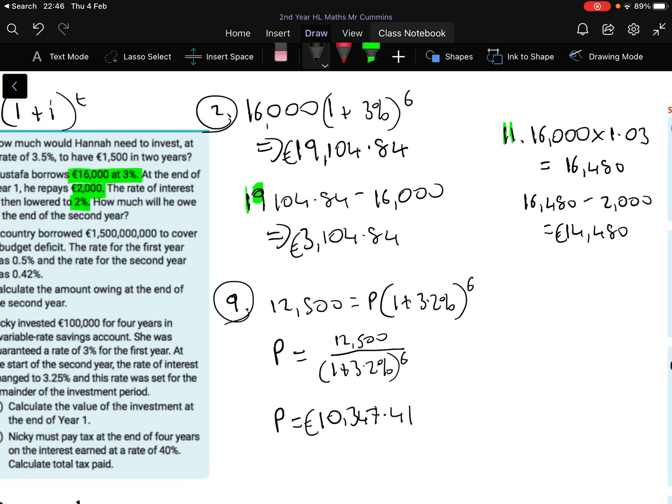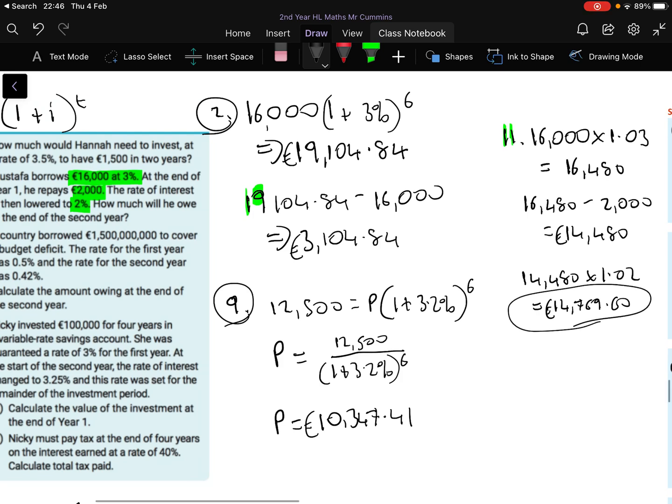Okay, but then they say the rate of interest is then lowered to 2%. Right, but he still owes 14,480 and he's still going to have to pay that at the second year, not at 1.03, but at 1.02. So 2% interest rate. If you multiply that, you get 14,769 euros and 60 cents. That's how much he's going to owe. So that's your final answer there. Okay.